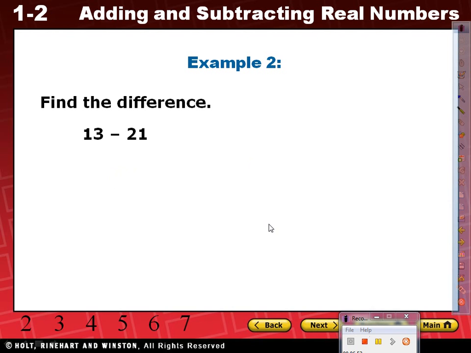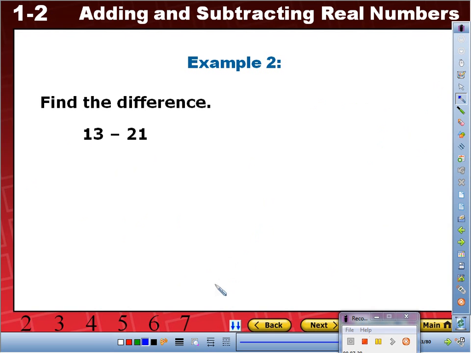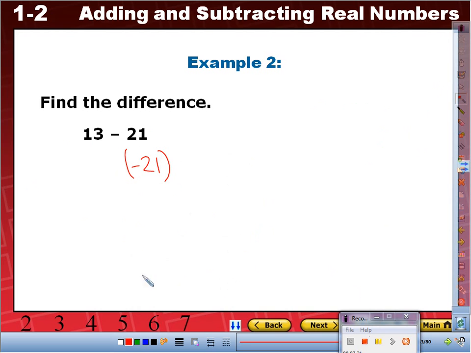Okay, everyone, what is our first step? So what is my second number right now? What is the opposite of positive 21? So then we open up paren, it's negative 21. And we're going to add that to the first number, which is what? 13. Everybody see that? Okay, do we know what to do from there?